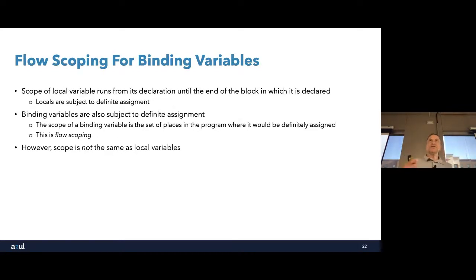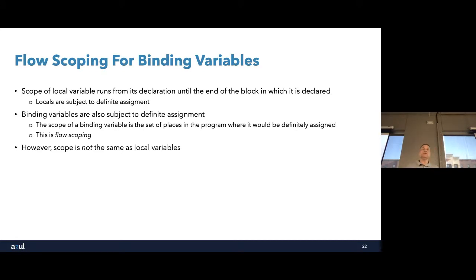So what this brings us to is how we do scoping for binding variables. If you look at local variables that we use all the time, we know that the scope of a local variable is from where it's declared until the end of the block in which it's declared. Meaning if we've got just a block of code, wherever you declare your variable, it's up to the end of that block, or if you've got a for loop or a while loop, then it's within that block, or if you've even got a method, it's within that method.